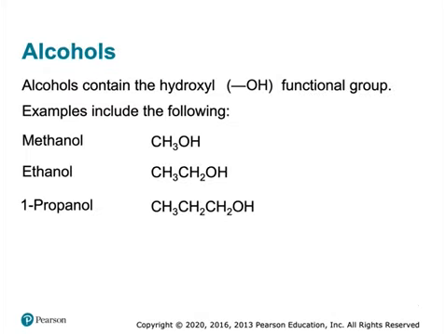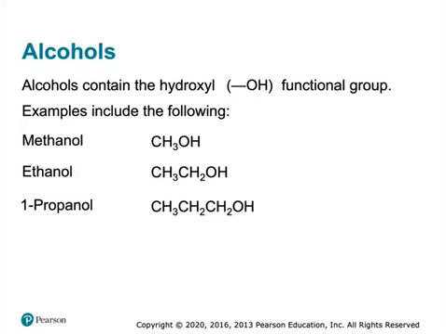Okay, alcohols have the OH functional group. Methanol is very common. This is known as wood alcohol. And ethanol, very common, also known as grain alcohol. Ethanol is the stuff that you drink in alcoholic beverages. And then propanol, this is 1-propanol, but you're probably more familiar with 2-propanol, also known as isopropanol. That is the common alcohol used in rubbing alcohol.